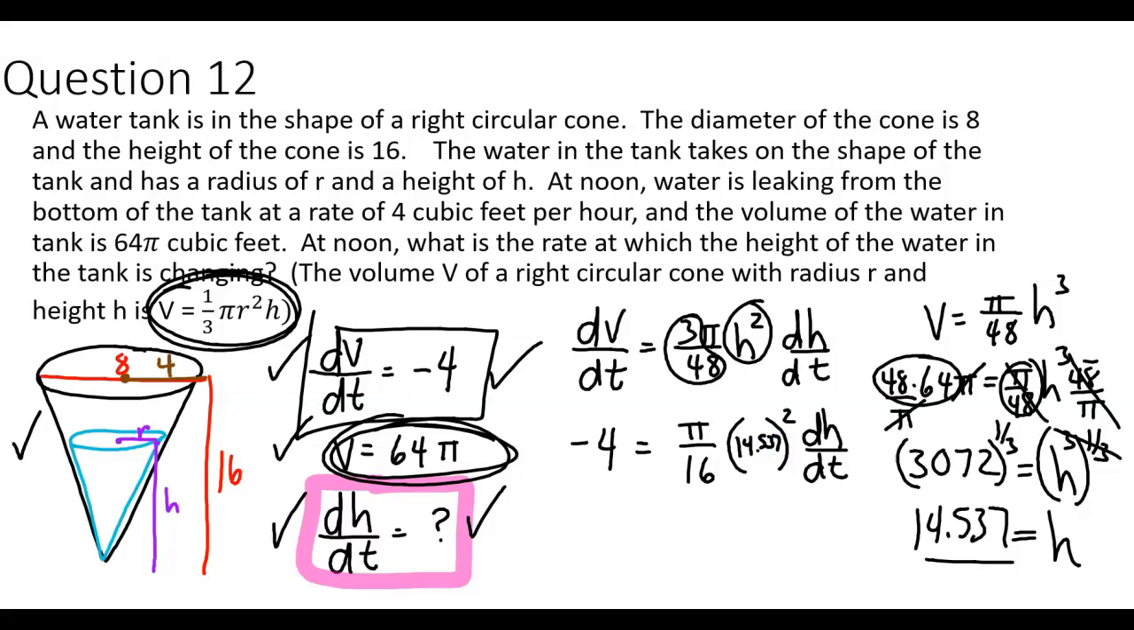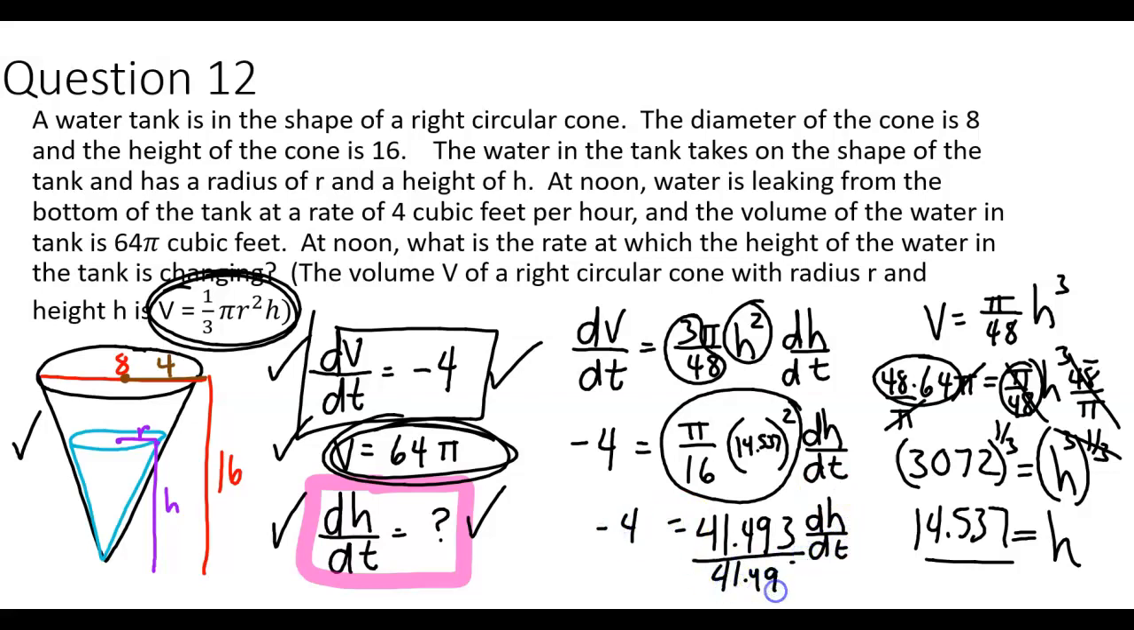And so from here, we would simplify that. I'm just going to go ahead and use my calculator for the rest of this. So I'm going to multiply all that together first. And I get 41.493, I think. And then my last step to find what I want is just to divide that out. And if I do that on my calculator, I get negative 0.096. And there's my final answer. That's the answer to the rate of change of h. So that's a big one.